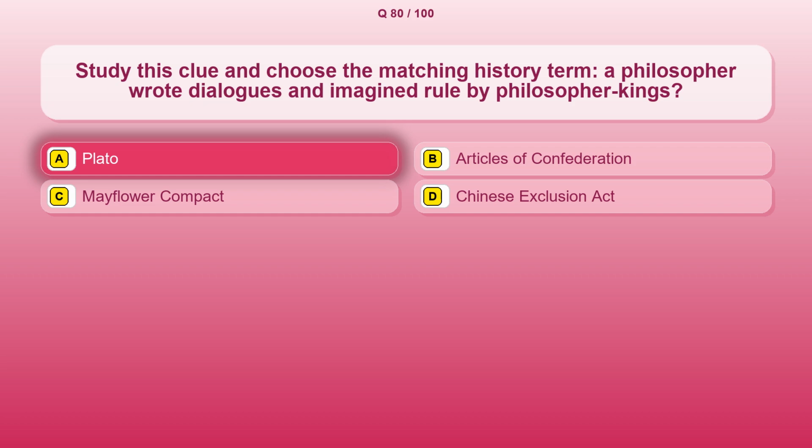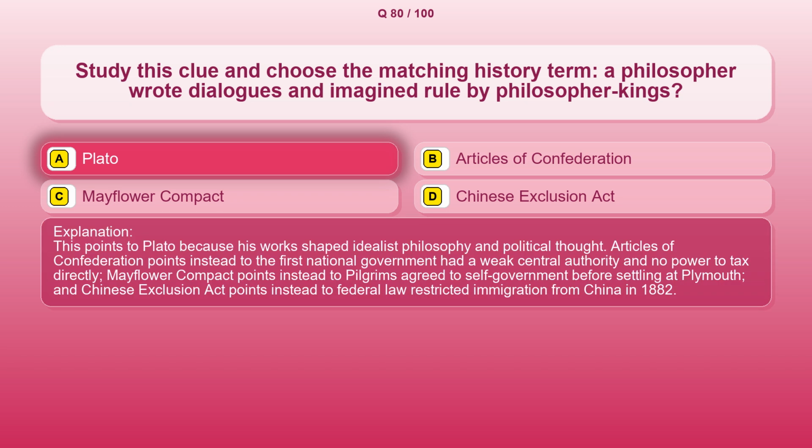The correct answer is Option A, Plato. This points to Plato because his works shaped idealist philosophy and political thought. Articles of Confederation points instead to the first national government had a weak central authority and no power to tax directly. Mayflower Compact points instead to Pilgrims agreed to self-government before settling at Plymouth, and Chinese Exclusion Act points instead to federal law restricted immigration from China in 1882.